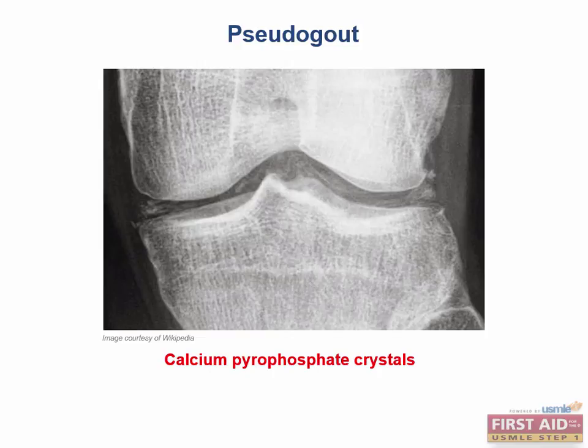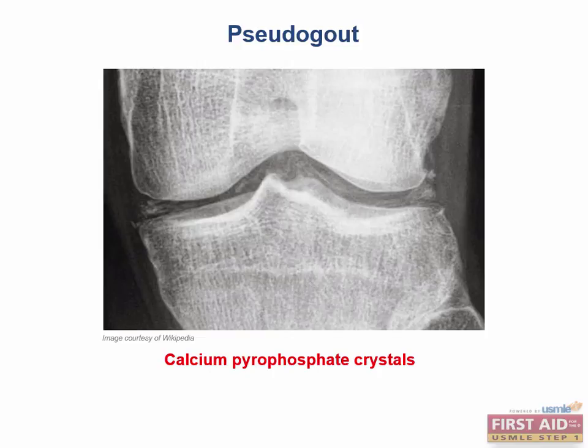Pseudogout crystals are weakly positively birefringent, which means they are blue when parallel to the light. Additionally, because they have calcium in them, these crystals are visible in the joint space on X-ray. Just remember that P is for both pseudogout and for pyrophosphate.